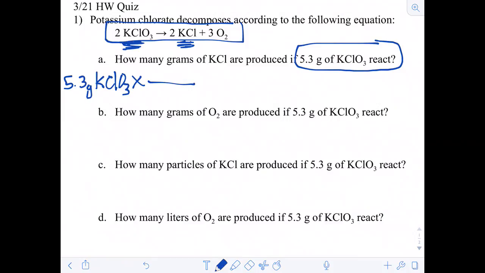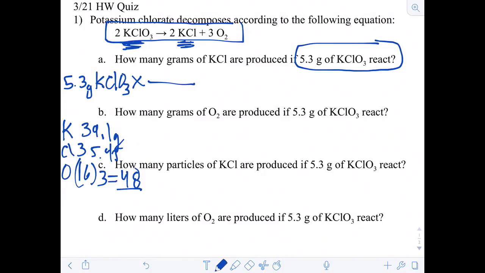So all I'm going to do is take my periodic table, look up the weight of those individual elements. Potassium is 39.1 grams. Chlorine, if you look that up, that's 35.45, right? 35.45. And then oxygen is 16, but there's 3 of them in this molecule. All right, so that's 48 total. If you add all that up, what did you get? 122.55.